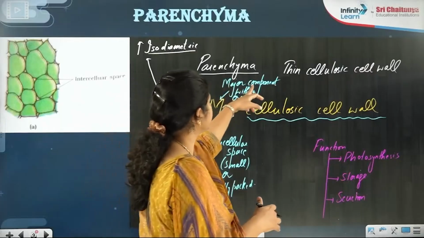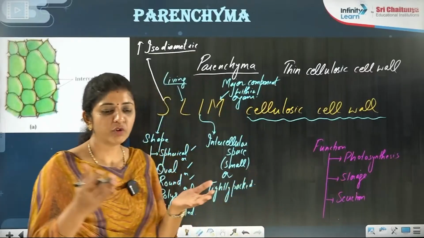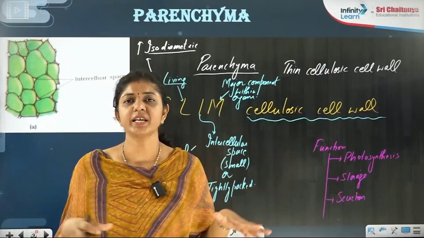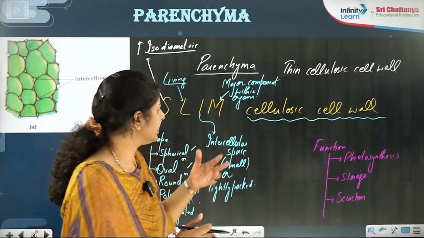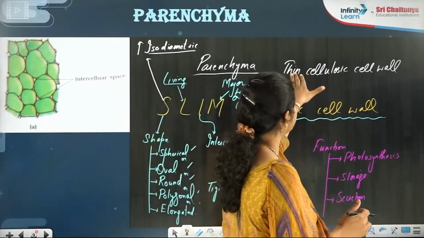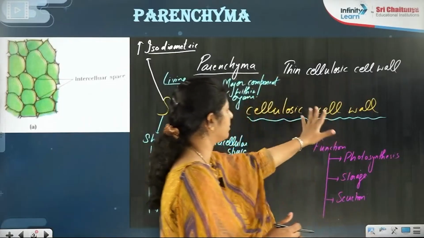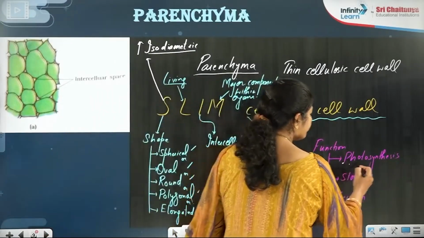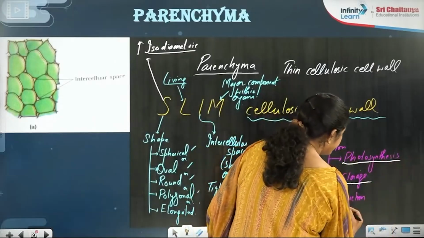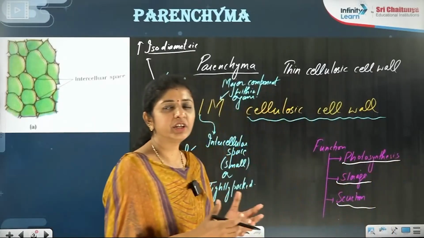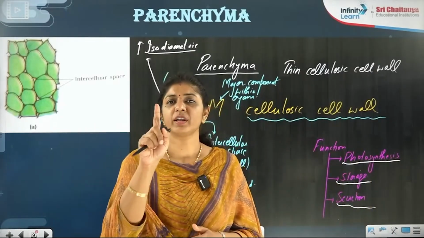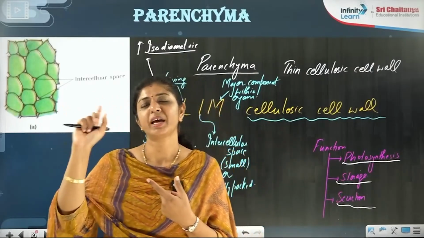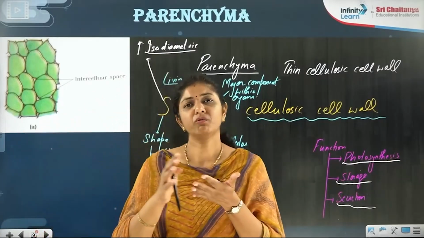M stands for major component within organs. If you cut the transverse section of the organ, you will find that inside is majorly parenchyma. Then C is the cellulosic cell wall. That thin cell wall is made up of cellulose. And what is its function? It can help in photosynthesis, in storage, and in secretion. All three things not at one point, but at different points. If I am saying leaves, what is parenchyma doing? It is doing photosynthesis.